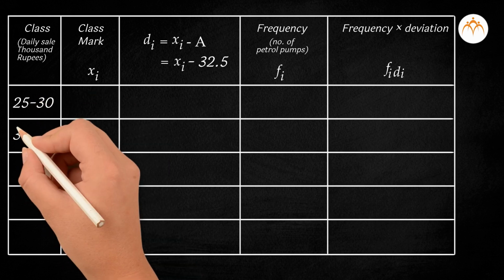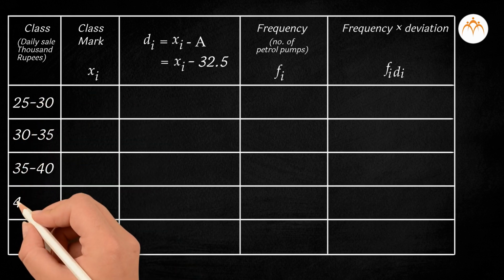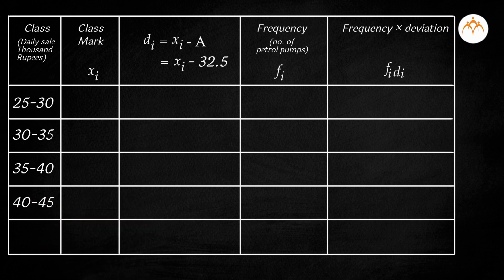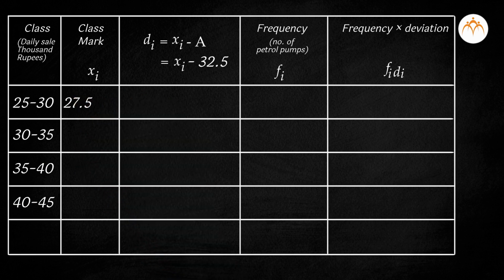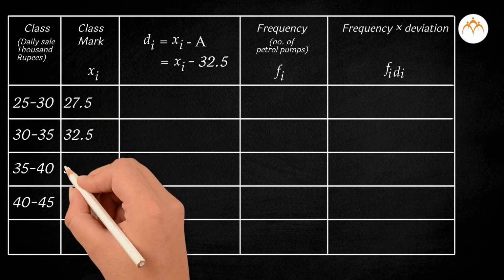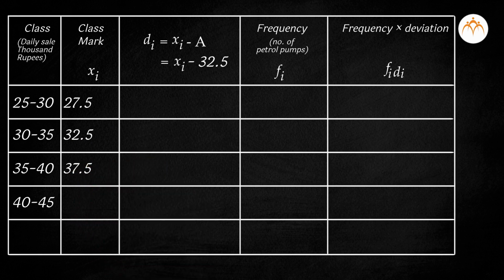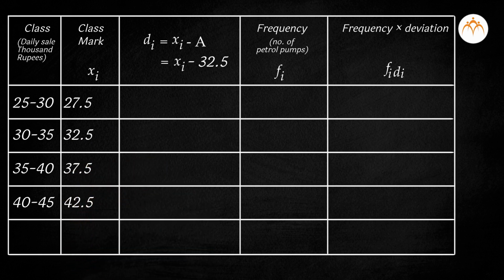25 to 30, 30 to 35, 35 to 40, 40 to 45. Let's write down the class mark, that is xi. 27.5, 32.5, 37.5, 42.5. Here 32.5 is the assumed mean, that is A. Now let's calculate di, that is xi minus A, that is xi minus 32.5.